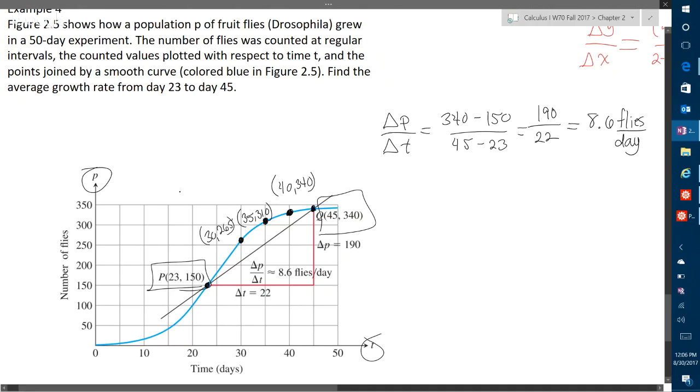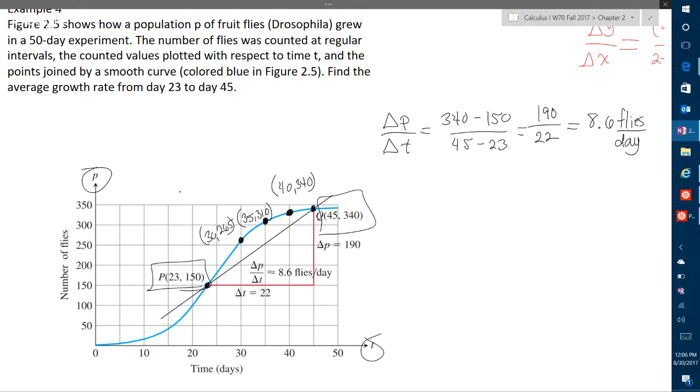Now, the reason why I'm giving you these points is I want you to look at the slope of the secant lines. We already have the slope of the secant line through 23,150 and 45,340. It's 8.6. So what happens to the secant line when I go from 23,150 through 40,340, and then through 35,310? As the secant line approaches P, it's going to look like a tangent line. It's not going to be exactly the same, but we'll be close. It'll be an approximation. So calculate the slope of the secant lines for these 3 points, and that'll be approximately our slope of the tangent line.